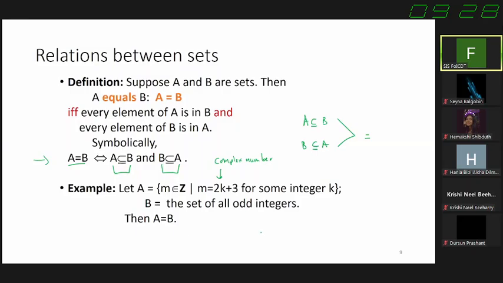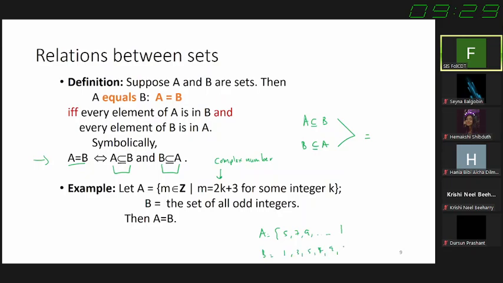So what he's saying is that in this set, when k is equal to 1 for some integer, M would be equal to 5. And when k is equal to 2, this will be equal to 7. When k is equal to 3, this will be equal to 2 times 3, 6, 9, right? So if we look at the set of all odd numbers, it will be the same thing.